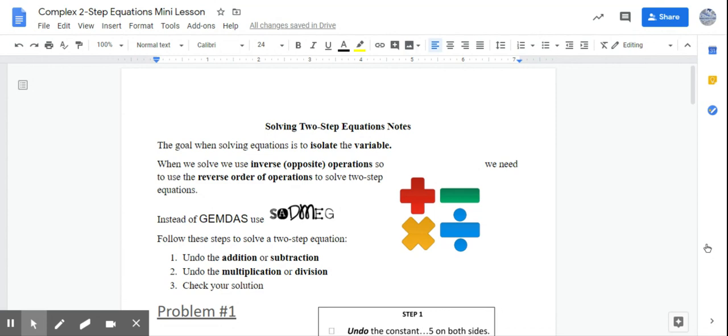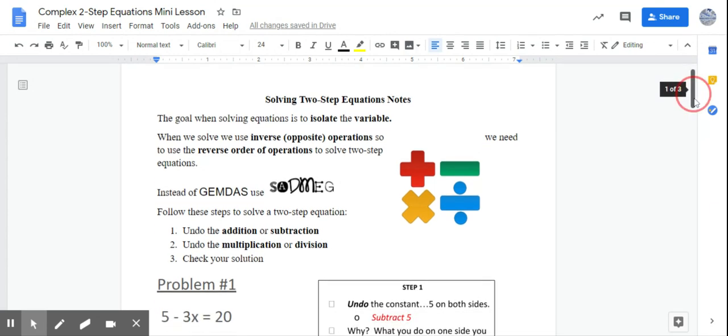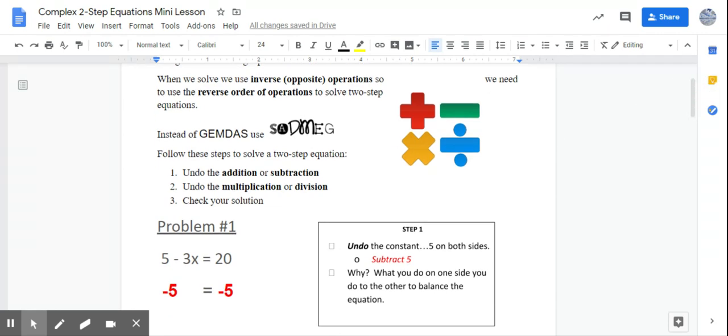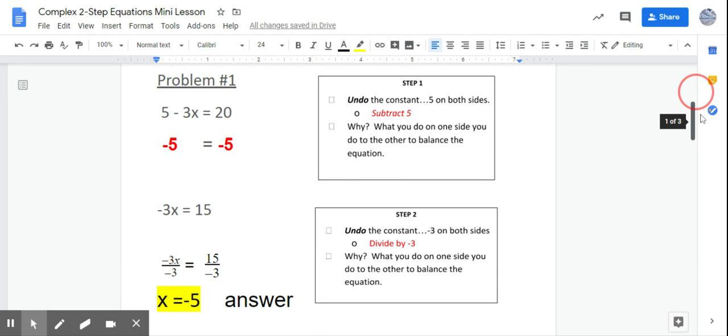We're going to be working on solving two-step equations that are slightly more complex. Building upon yesterday's lesson, we are trying to solve for the variable, isolating the variable using two-step equations. An important term to remember is that we are going to use inverse, aka opposite operations to solve these equations. So we're going to be doing subtraction, addition, division, and multiplication, right? Opposite operations. So let's look at problem number 1.